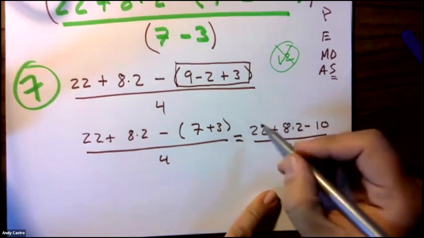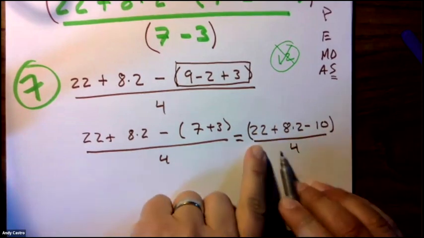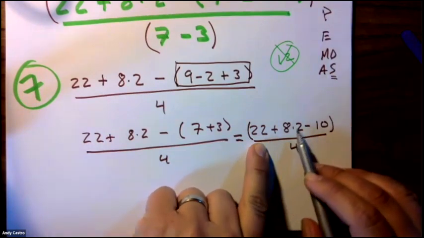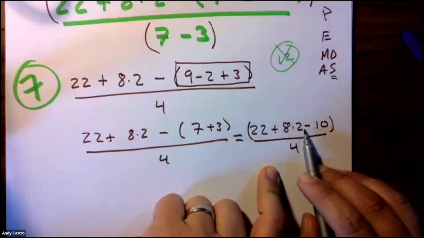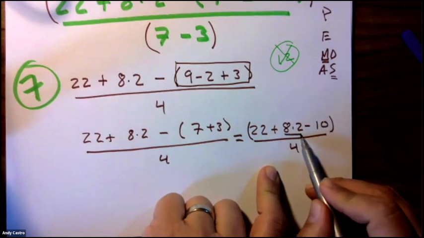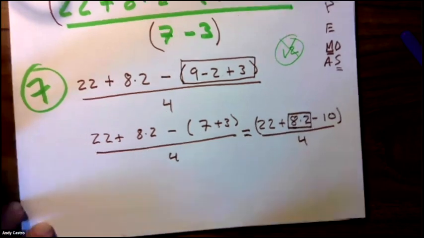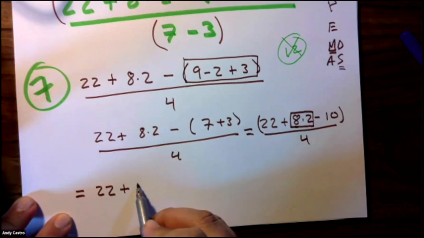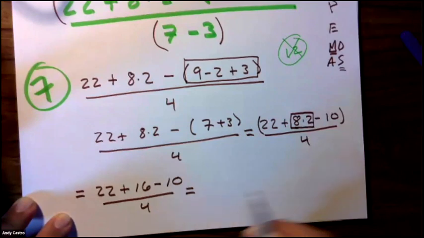All right, so this vinculum still means that I have parentheses up here, so I'm only working up here because I'm still inside parentheses. I don't have any exponents, but I do have two things being multiplied. I also have addition and subtraction, but I need to do multiplication before any addition or subtraction. So I'm going to multiply the 8 times 2, and that's going to give me 16. So I'm going to have 22 plus 16 minus 10 over 4.